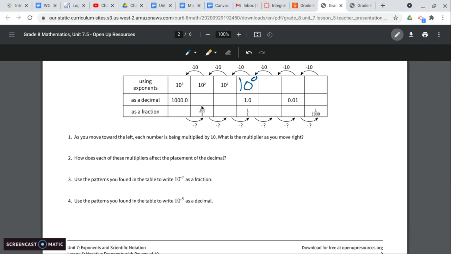So 10 to the 2nd is 100. 10 to the 1st is 10. If we write it as a fraction, we'd have 1,000 over 1. We'd have 10 over 1.